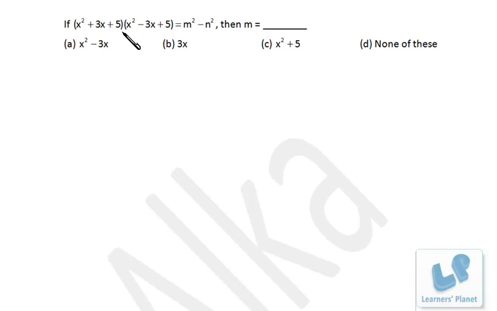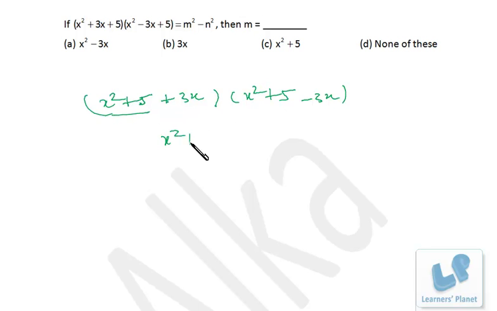Now this problem, here this expression is m square minus n square, then m is equal to. Now friends, you can observe that here we have x square plus 5, and here also we have x square plus 5. So precisely this expression is x square plus 5 plus 3x and x square plus 5 minus 3x. Right? So this is a plus b format, a minus b format. That means it is x square plus 5 whole square minus 3x whole square. So that's 9x square. Now this is m square minus n square. So m will be what? x square plus 5. Okay.